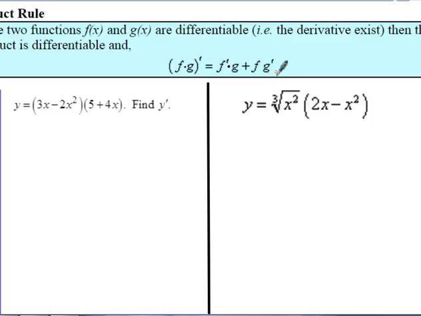Yes, ma'am. This? No, it's the prime. It's like the apostrophe. That just means the derivative.